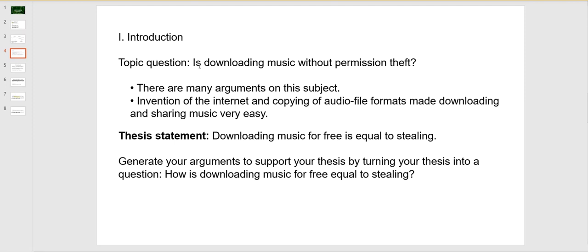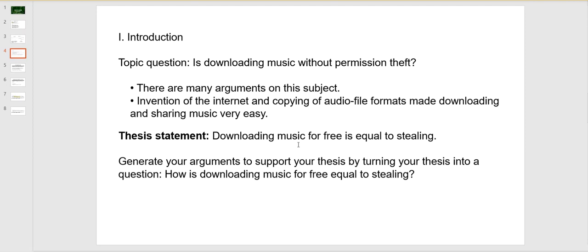So let's say the question that I'm answering from my essay is, is downloading music without permission theft? And here are 2 bullet points where I'm talking about how I would introduce this topic, what my thesis statement would be ultimately. And one thing that I recommend that you do is, after you have a draft of your thesis statement, turn that thesis statement into a question.